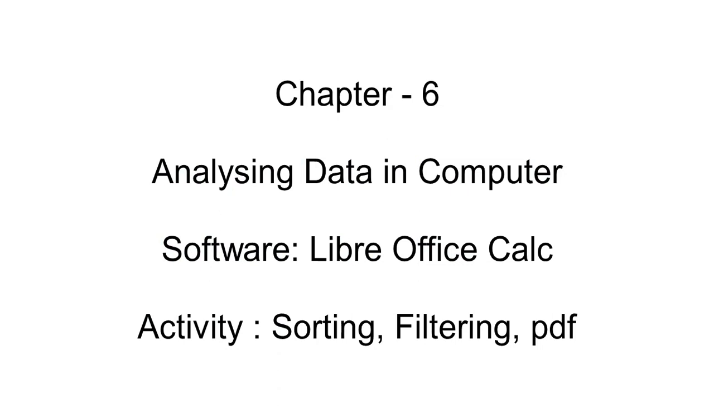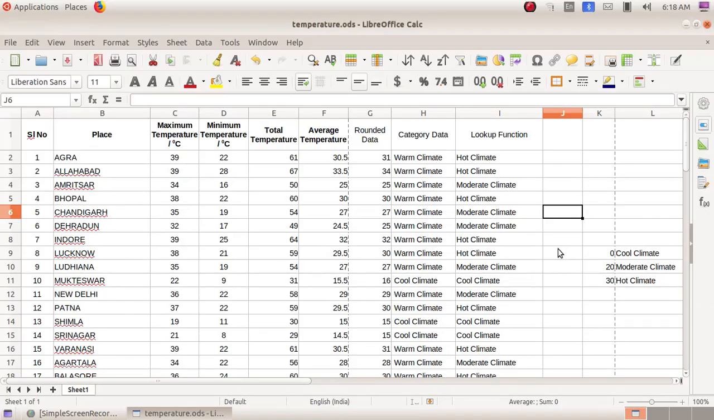So now as the next part, we will learn about sorting. Sorting means arranging the data either in ascending or descending order. For sorting, we will select the entire data excluding serial number and headings.